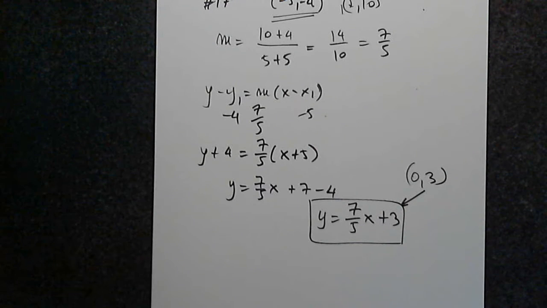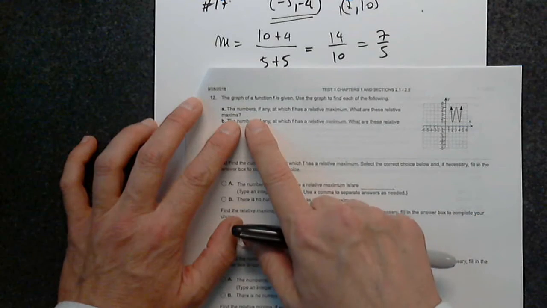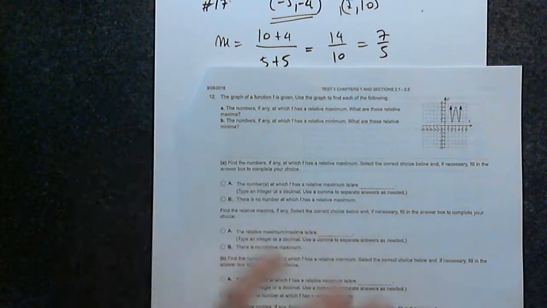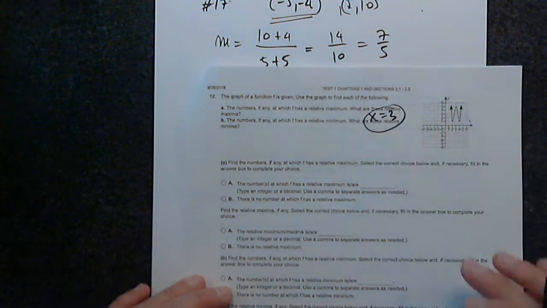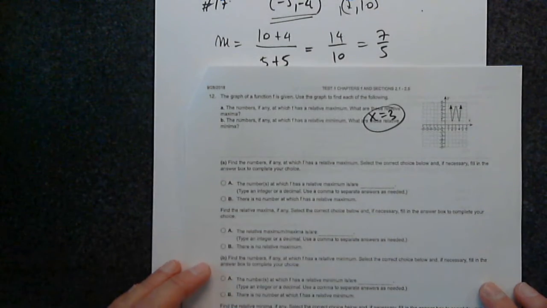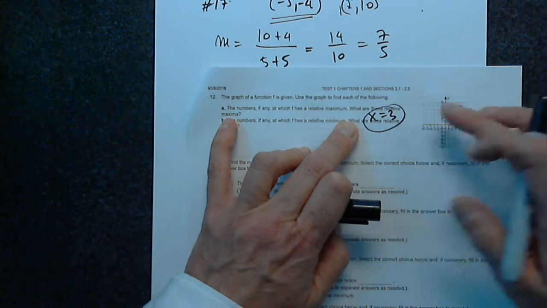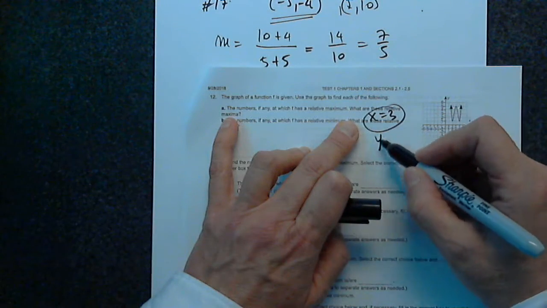Good. Anything else? So we have number 12. Yes, of course. Let's take a look at number 12. The graph of a function is given. Use the graph to find each of the following. The numbers at which f has a relative max. The relative max is when x is 3. At x equals 3, there is a relative max. And what are these relative maxima? The maximum will, in this case, be y equals 5.